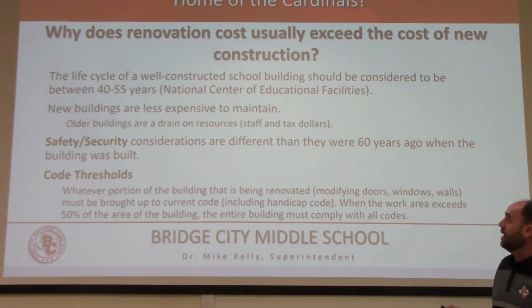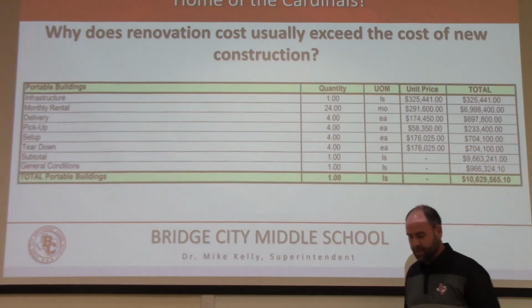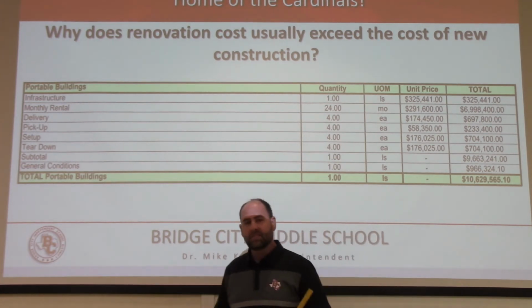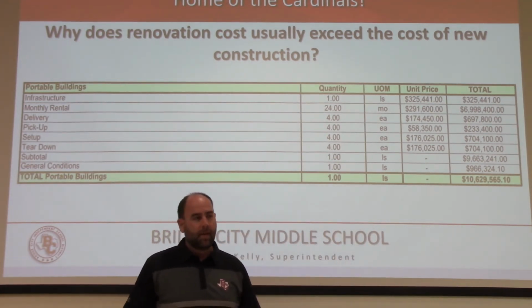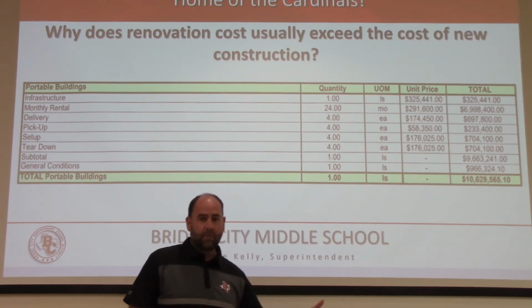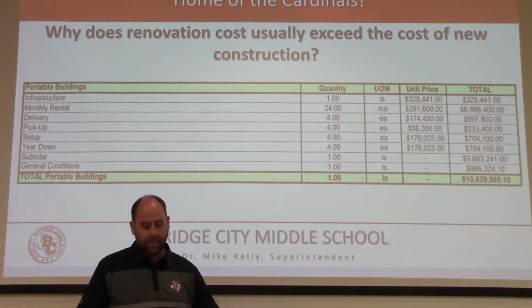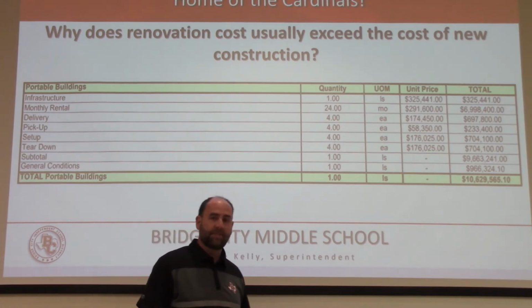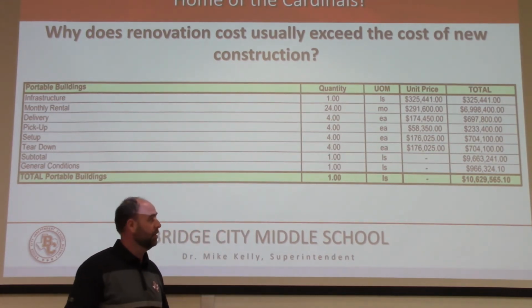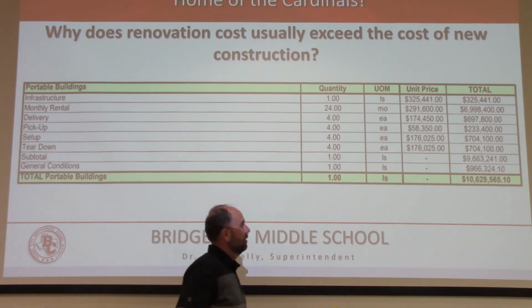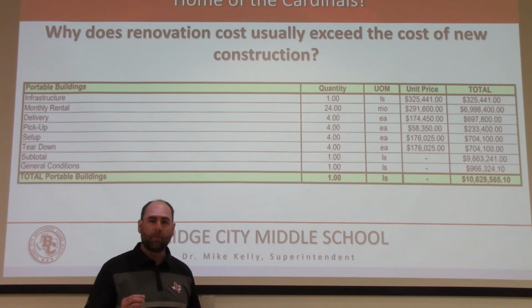Now, I just told you about renovation cost. Renovation cost on the middle school are around $30 million, okay? In a second, we'll talk about the bond proposal, Proposition A, of $57.7 million for a middle school. But on top of that $30 million, we've got $10.6 million in portable buildings.